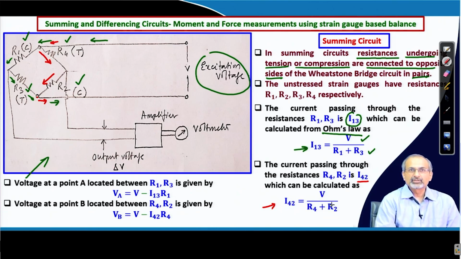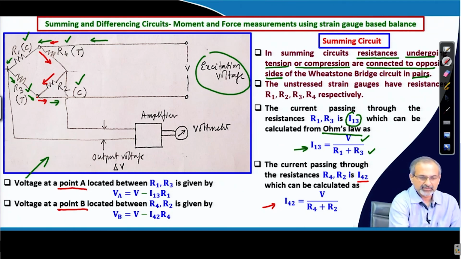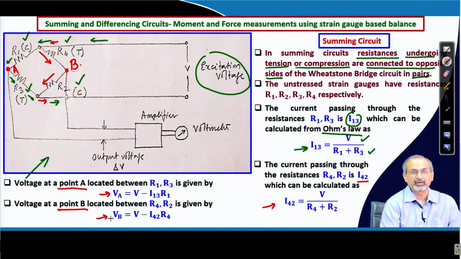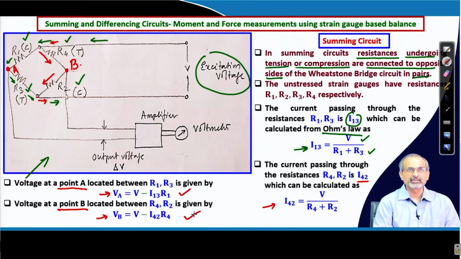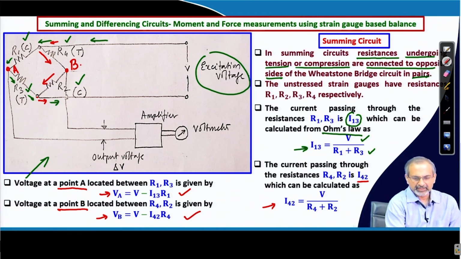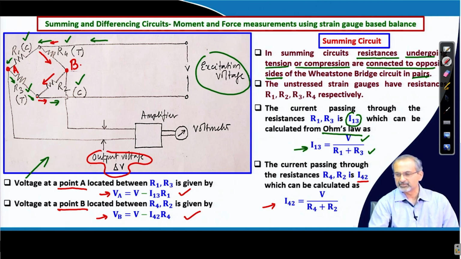Once you calculate those currents, you can also calculate the voltages at 2 points. Let us locate these points. We will call this point as A and this point as B. We can calculate what VA and VB are based on the voltage drops once the current has moved through one of those resistances, either R1 or R4 respectively for VA and VB. What is the advantage of doing this? In that case, we should be able to get the output voltage, which is the potential difference between those 2 points.